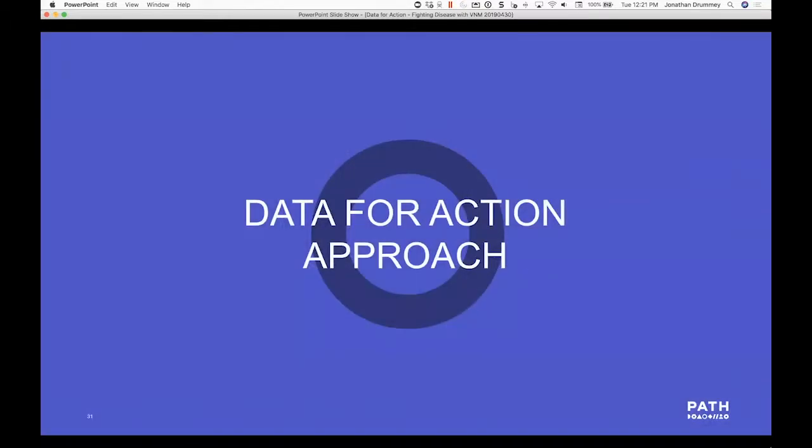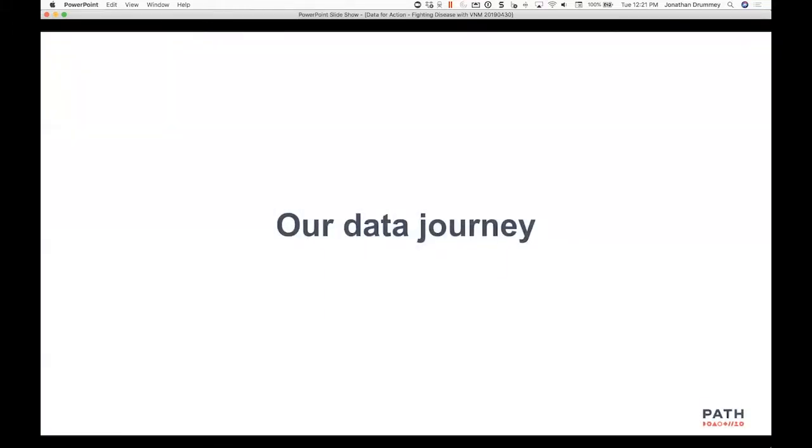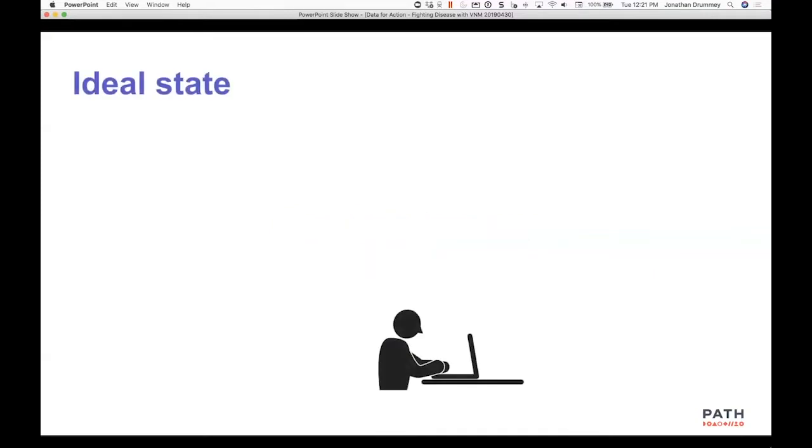So that's an overview of Visualize No Malaria. I'll go deeper into bits of it as I go. I want to talk a little bit about our approach within Data for Action and how we're working with data in some different ways. And I'm going to start out with a little video here talking about the kinds of data that we work with and where it comes from.